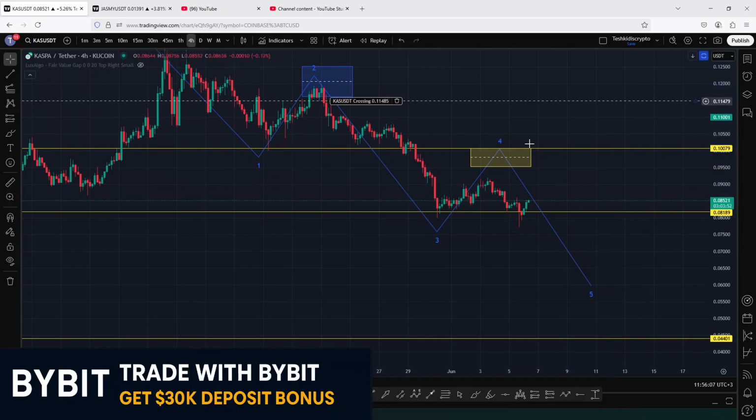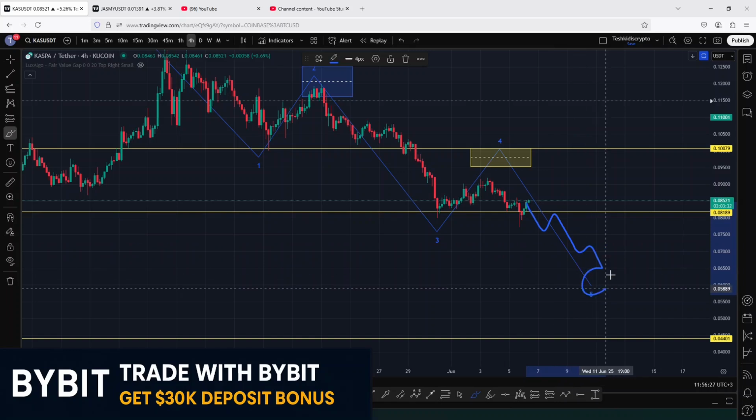But for that to play out, we first need to see a substantial break to the lower side of our horizontal line of support above the 0.08189. The moment we manage to flip it back into resistance, then there's a very high chance that we are going to continue seeing that continuation into that target area.